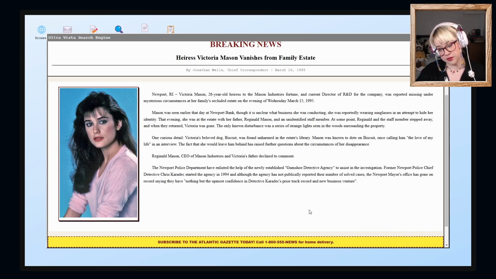One curious detail, Victoria's beloved dog Biscuit was found unharmed in the estate's library. Mason was known to dote on Biscuit, once calling him the love of my life in an interview.